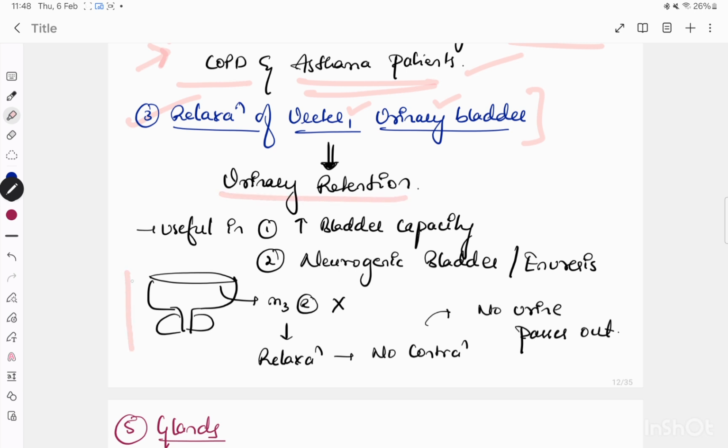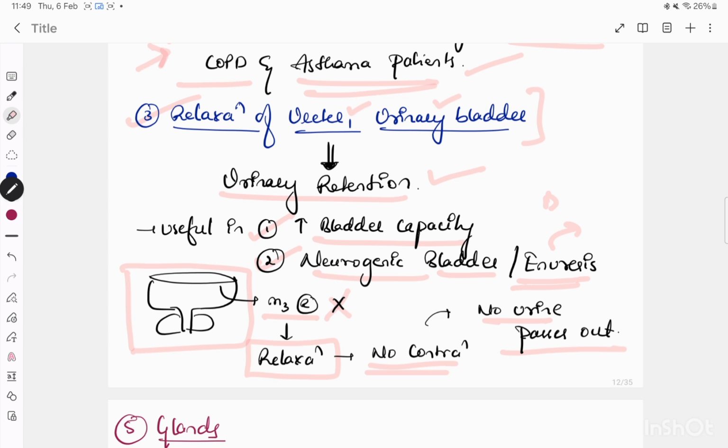Look at this diagram. This is your urinary bladder. Now the M3 receptor is not getting activated, so relaxation is happening, no contraction is happening, therefore no urine passes out. Therefore urinary retention is taking place. It is useful to increase the bladder capacity, and it is also useful in neurogenic bladder or in enuresis. Enuresis is nothing but bedwetting that is seen in children. So if I give them this drug, there will be an increase in urinary retention.